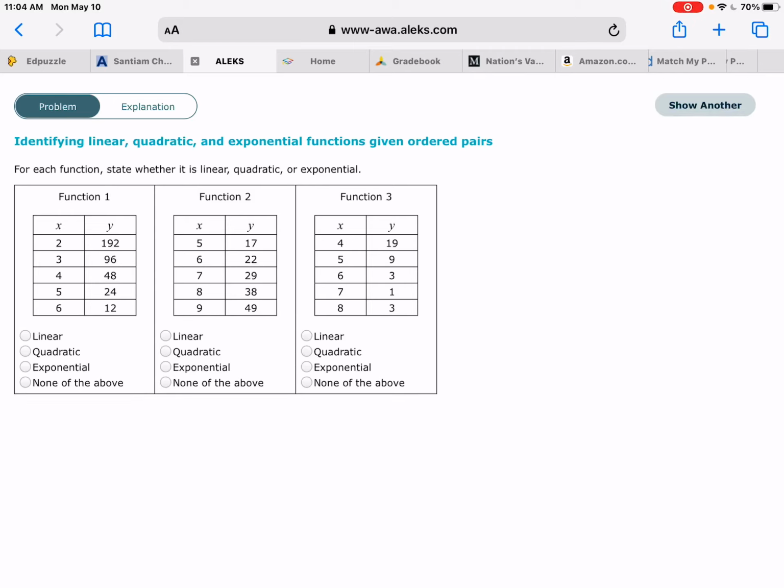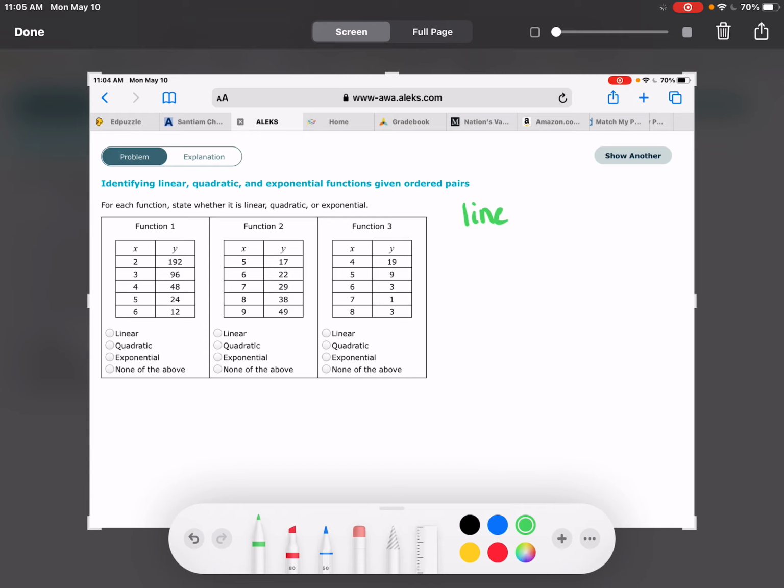Hey, let's talk about identifying linear, quadratic, and exponential functions if you're just looking at a table. This is actually pretty cool. We've studied these kinds of functions, so if you don't remember, when we have linear functions, they make lines on a graph. When we have quadratic, hopefully that's fresh in your mind, they make parabolas.